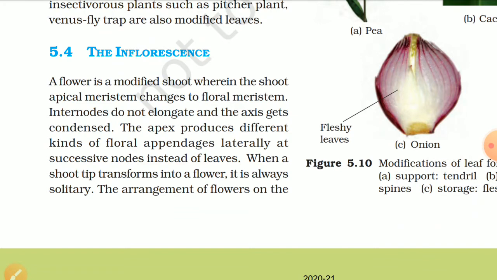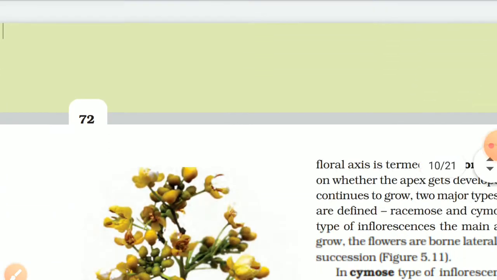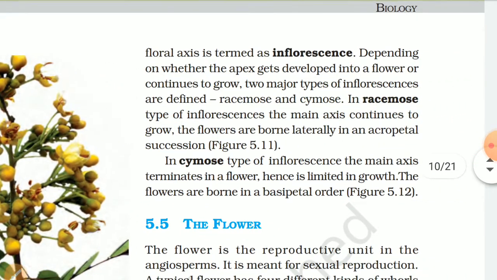5.4 The inflorescence. A flower is a modified shoot wherein the shoot apical meristem changes into floral meristem. Internodes do not elongate and the axis gets condensed. The apex produces different kinds of floral appendages laterally at successive nodes instead of leaves. When a shoot tip transforms into a flower, it is always solitary. The arrangement of flowers on the floral axis is termed inflorescence.